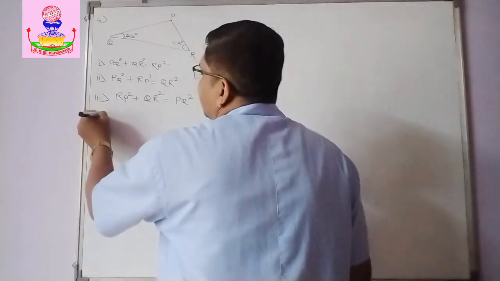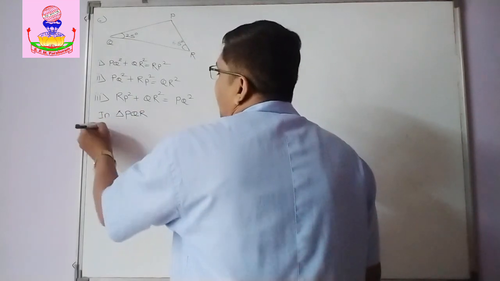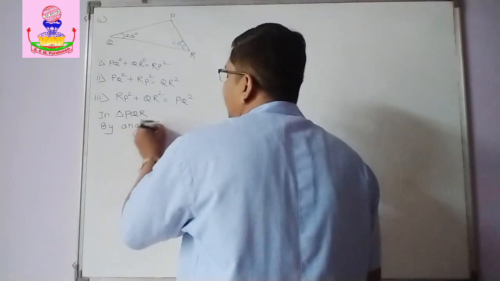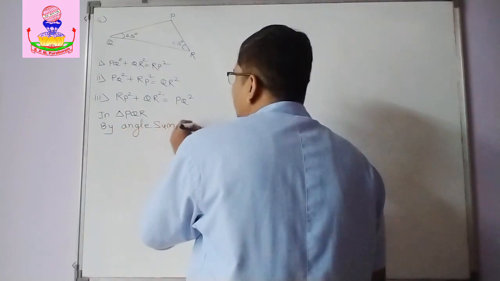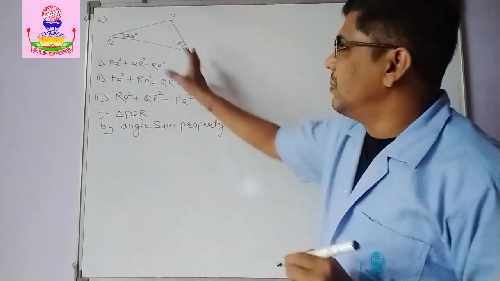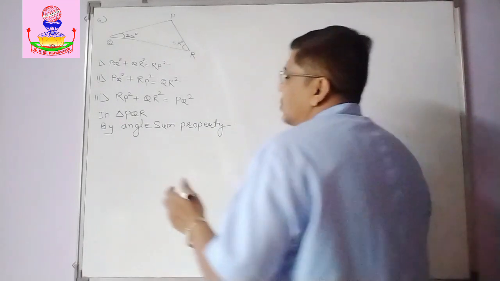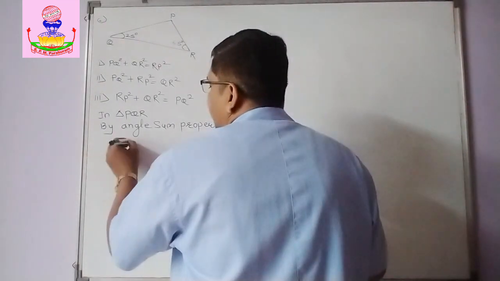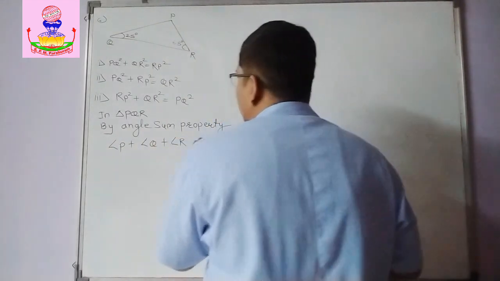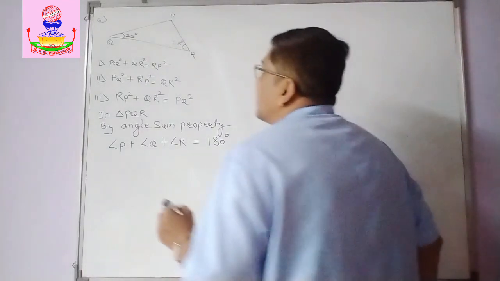So here we can say now, in triangle PQR, by angle sum property. What is angle sum property? Sum of measures of angles of a triangle is 180 degree. So I know measures of two angles. Can I find the third angle? Yes, I can. Right? So by angle sum property, I get angle P plus angle Q plus angle R is equal to 180 degree. Okay.